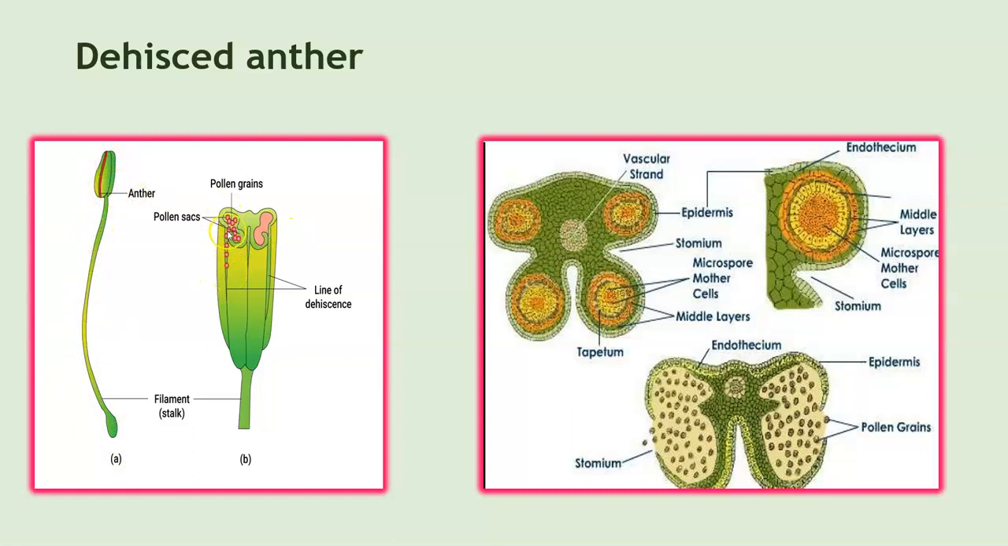The anther wall just opens up when the pollen grains are all mature and ready, and these pollen grains come out of the pollen sac. This is the line that you can see on your anther, called the line of dehiscence, where the anther has opened to release the pollen grains. So this process is called dehiscence of the anther, that is, release of the pollen grains takes place.